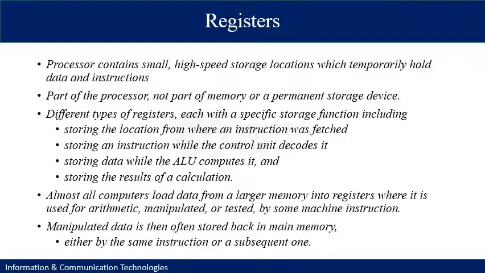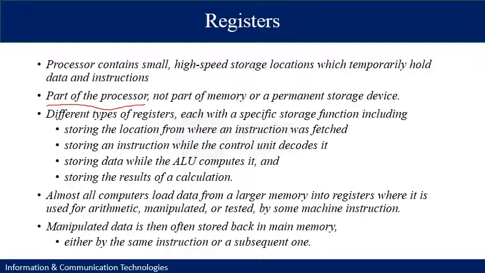The next type of storage and memory is called registers. Registers are special purpose memory units, and these are located inside the processor. The processor contains small but high-speed storage locations which temporarily hold the data and the instructions. These registers are part of the processor, not part of the memory or the permanent storage device.